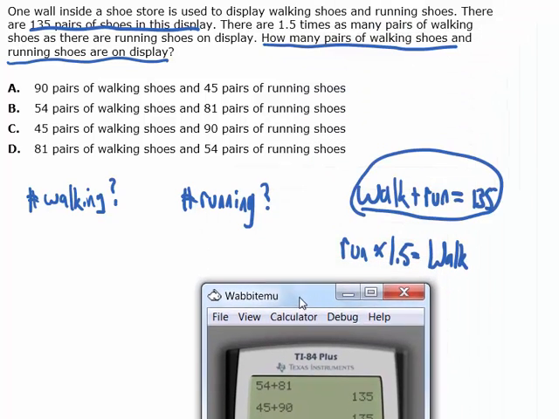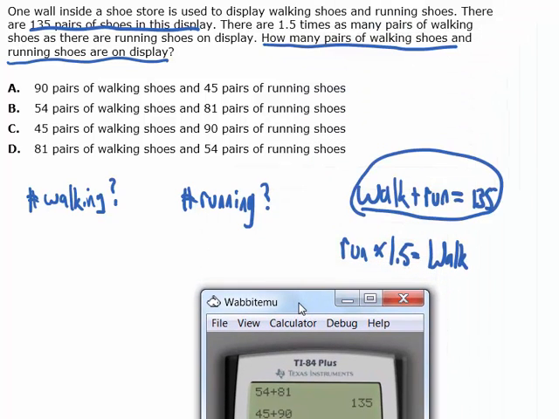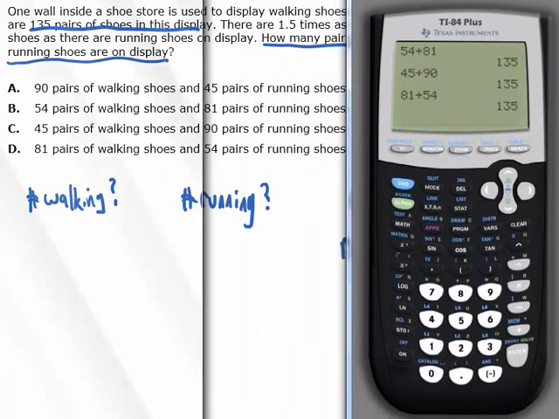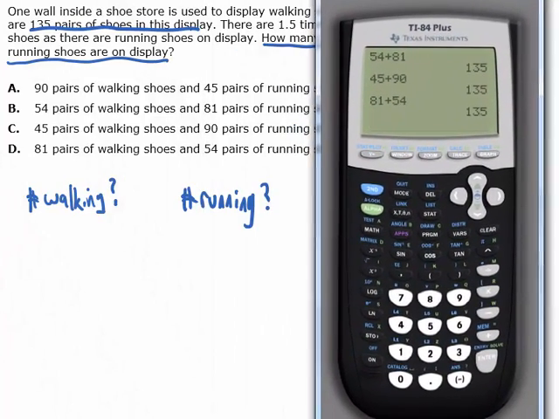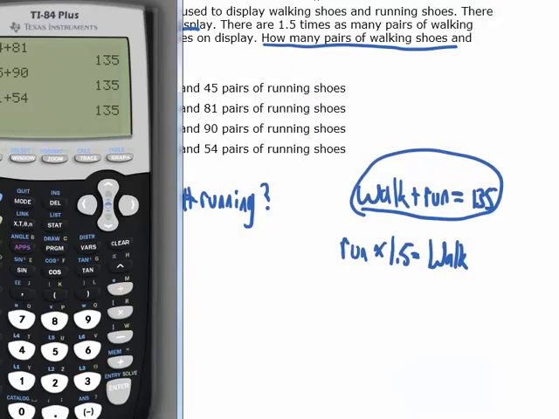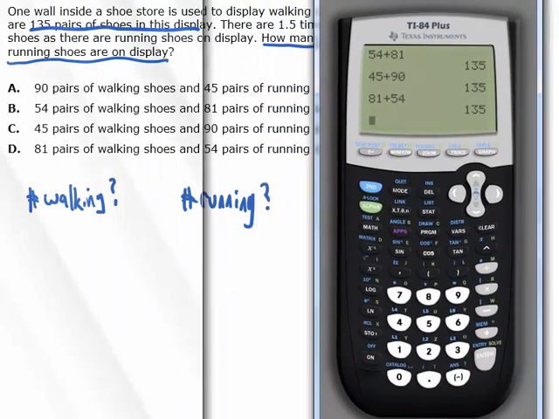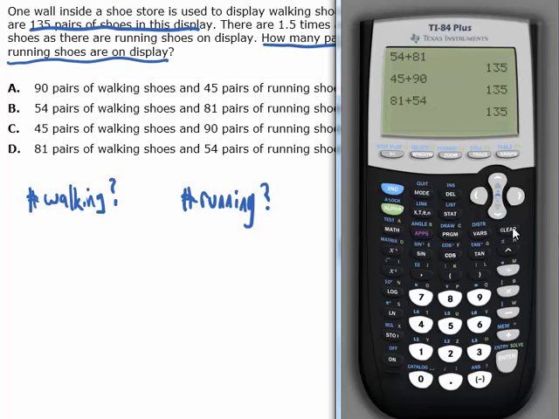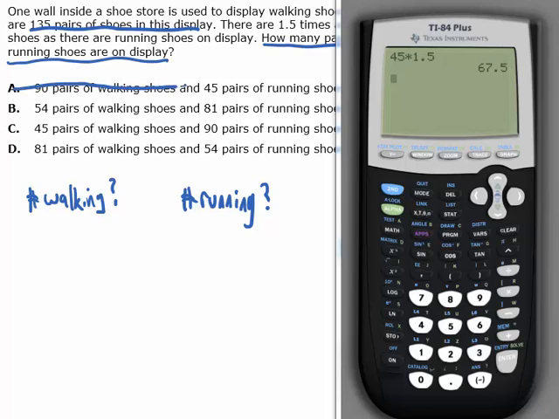The next bit is that there's 1.5 times as many walking as running. So if I take the running shoes and multiply by 1.5, I should get the number of walking shoes. Let's try that, one answer choice at a time. Okay, so 45 running shoes. If I go 45 times 1.5, I get 67. Well, that can't be A then, because it says 90. Let's try 81 pairs of running. So 81 times 1.5, I get 100. Nope, can't be that one either, because that says 54.